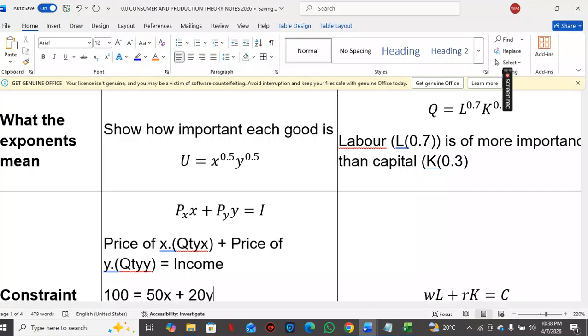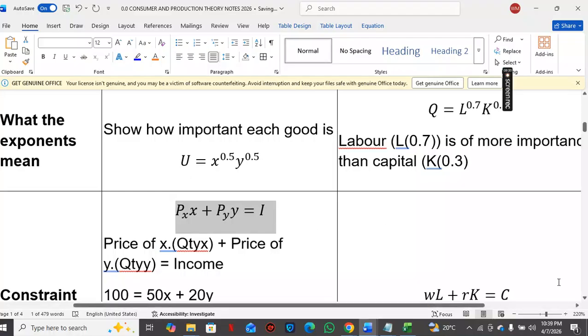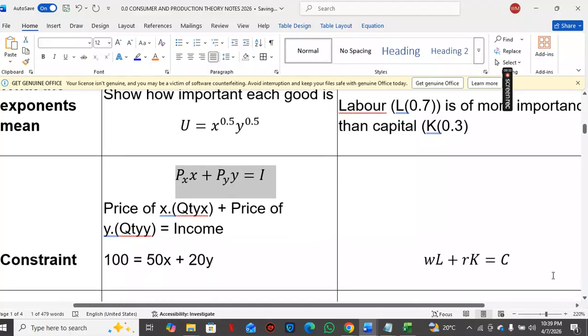With this equation, it tells you how much of X and Y you can buy with this income. This is the budget constraint equation. Always remember it, because in the questions you'll be asked to form this one.